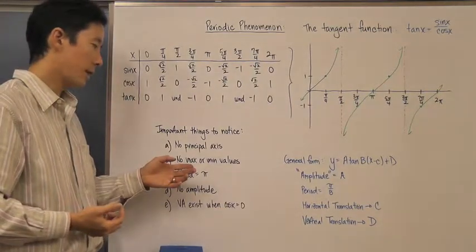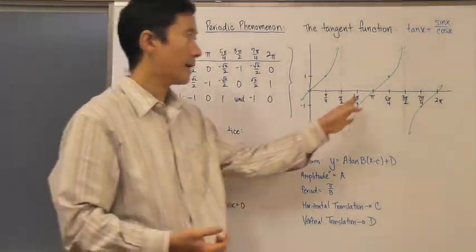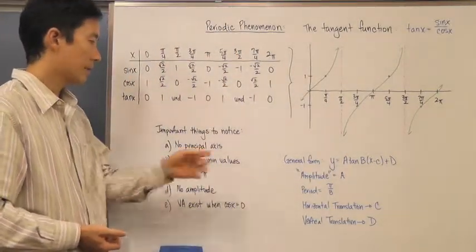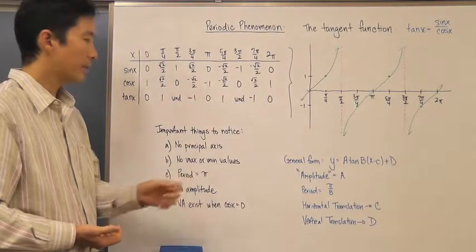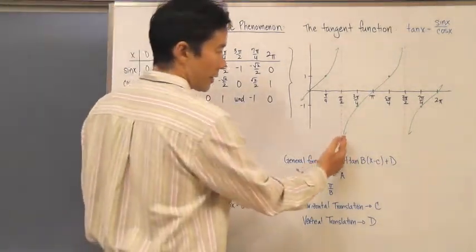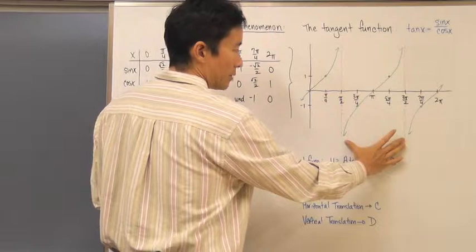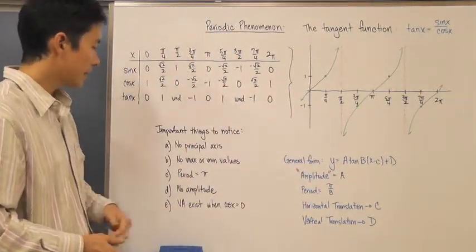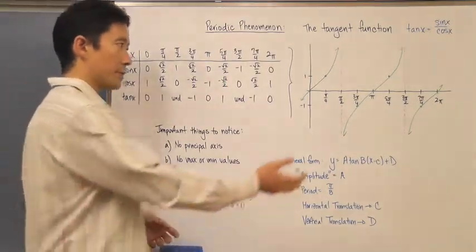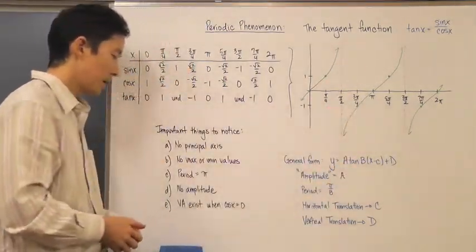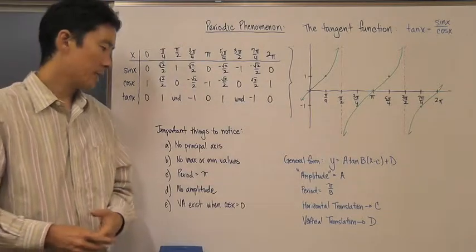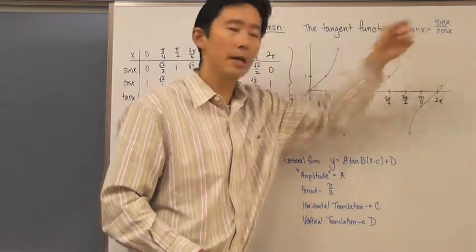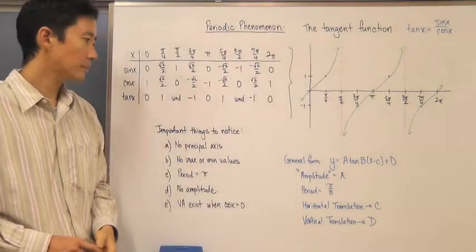Now, notice that there are no max or min values, of course, because there's asymptotic behavior by this curve. And so we say that there are no min or max values. We know that the period is going to be pi, because if I go from here to here, between the two vertical asymptotes, that length is going to be pi. There is no amplitude, because of course we said that there are no max or min values. And the vertical asymptotes exist when the cosine of x is equal to 0. That's consistent because we said that you cannot have a denominator equaling 0.